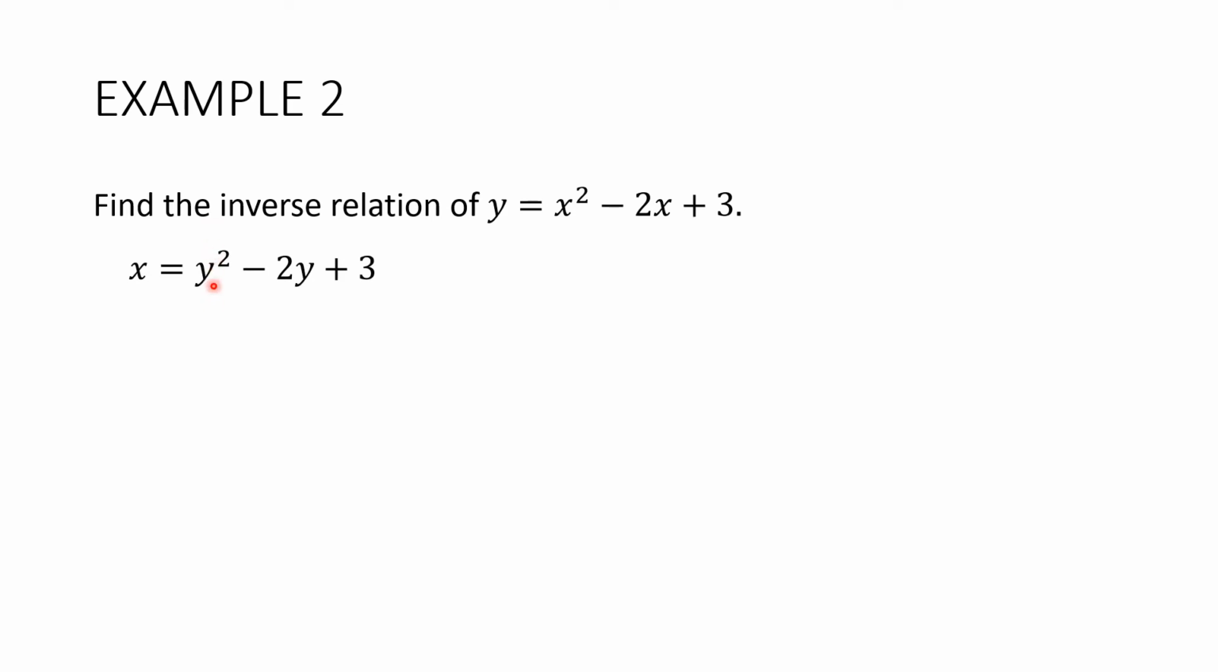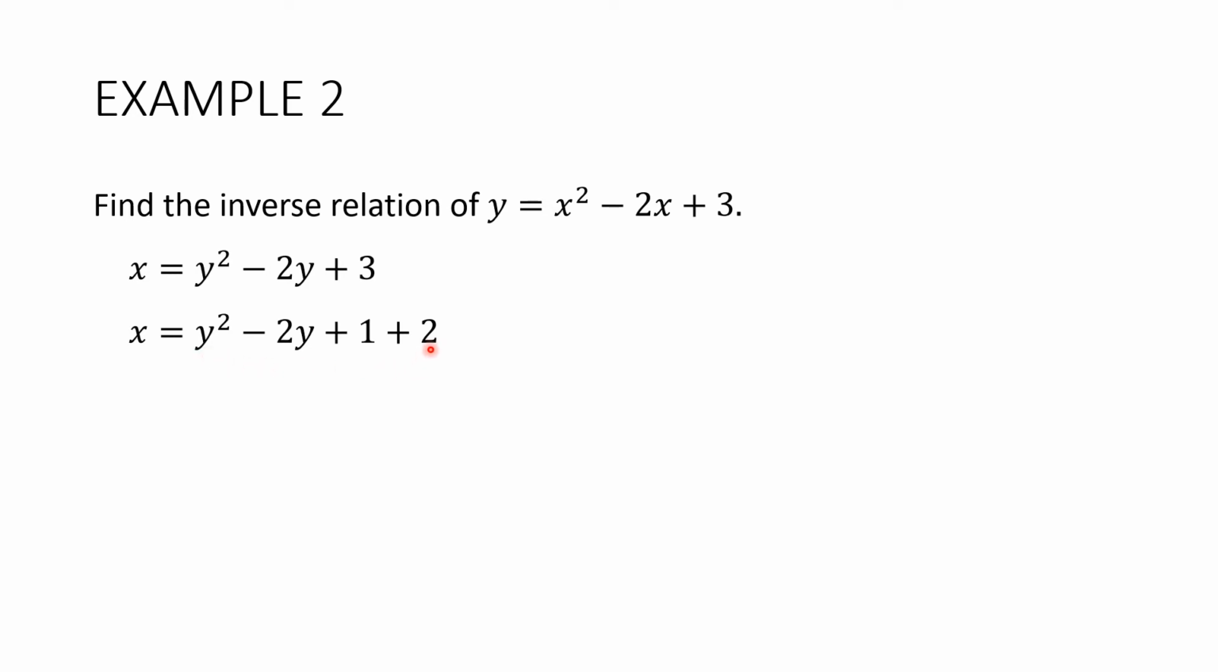If you've got a y squared term and a term in y, the only thing you can do is complete the square. So here I've got y squared minus 2y. The term in y, the coefficient is -2. Halve it, square it is 1. So I'm going to borrow a 1 from here. Hopefully that makes sense to you.